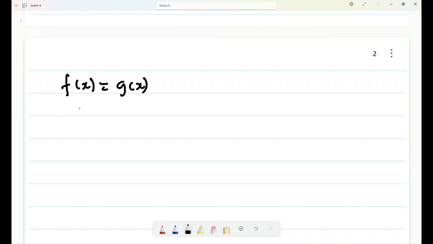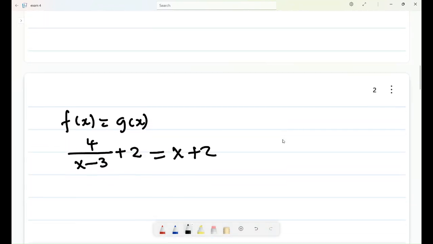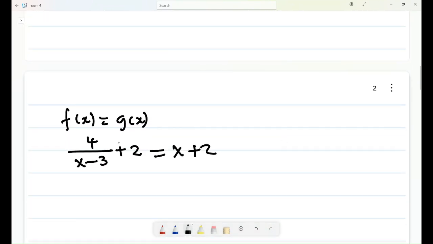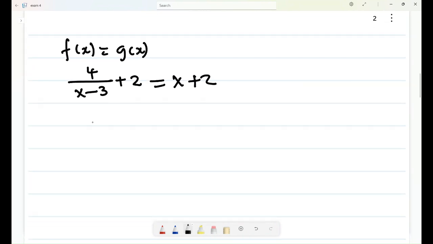Now what is f of x? f of x was 4 divided by x minus 3 plus 2, if I still remember correctly. It is equal to what was g of x? g of x was x plus 2. Let me confirm before I start any calculation. Yes. So now it's a matter of solving mathematically. So how am I going to go about this one? I'm going to say 4 divided by x minus 3, and I take this 2 to the other side.